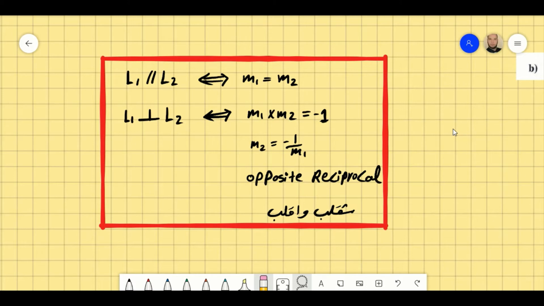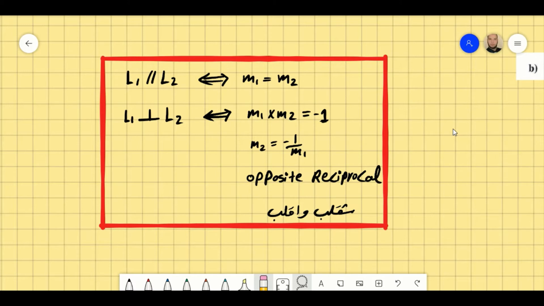Okay, same thing here. Line 1 is perpendicular to line 2. That means that m1 times m2 is equal to -1. The product of the gradients is equal to -1. Or if you solve the formula for m2, so m2 will be equal to -1 over m1. Okay. We express it in a different technique.